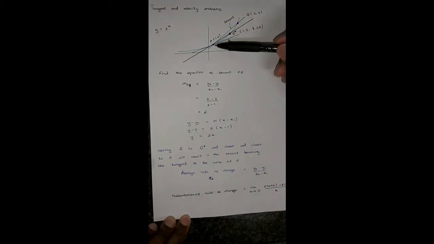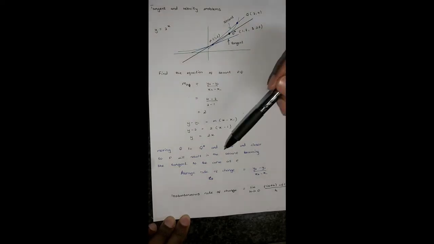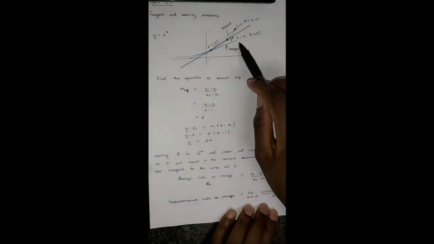Okay, so from looking at the graph, you'd actually see that moving this point Q to Q star, closer to our P value, results in the secant becoming a tangent to the curve at P. So at our point P, the more we bring our Q closer and closer to P, our secant becomes the tangent at the point P.